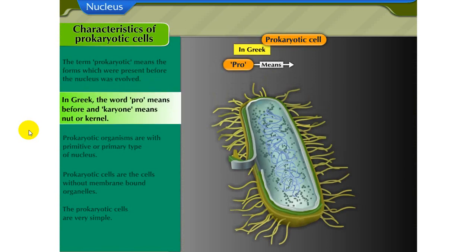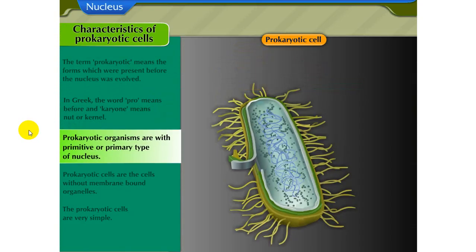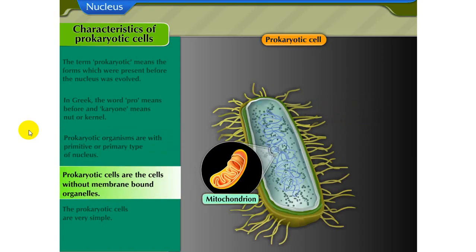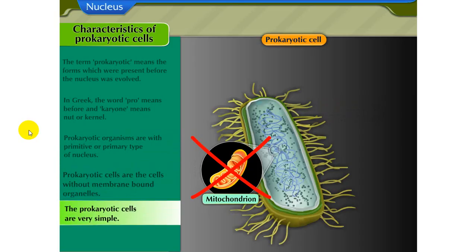Greek word pro means before and karyon means nut or kernel. These are the organisms with primitive or primary type of nucleus. These are the cells without membrane-bound organelles. The prokaryotic cells are very simple.